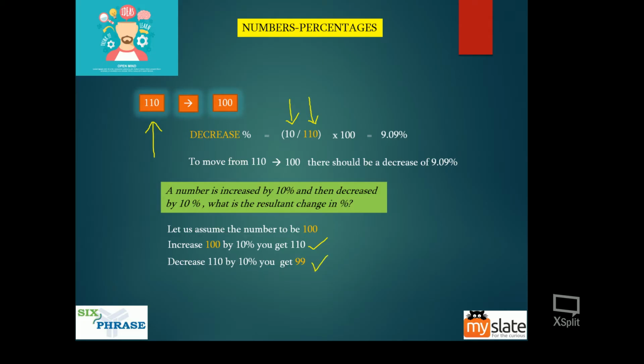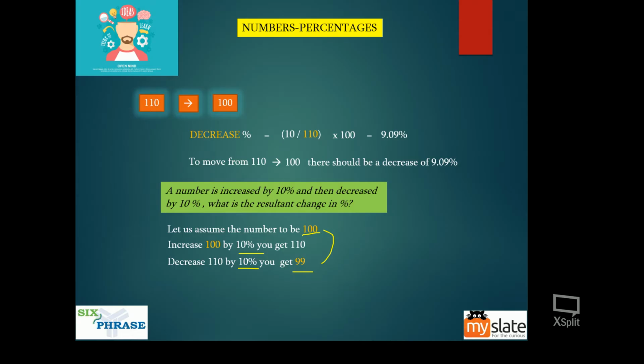See, if you have to give a more clear explanation, what is 10 percentage of 100? 10 percentage of 100 is 10, right? So you got 110. What is 10 percentage of 110? 10 percentage of 110 is 11. So you decrease 110 by 11, you get 99. Now, initially, it was 100. After a 10 percentage increase and a 10 percentage decrease, now it is 99. So what is the resultant change?